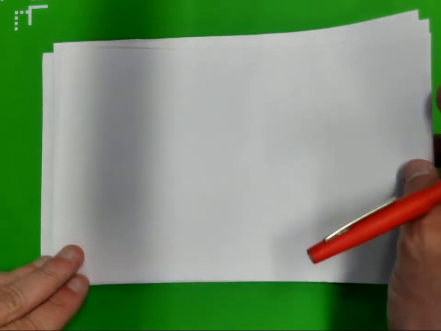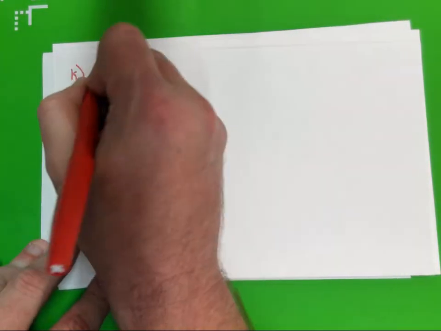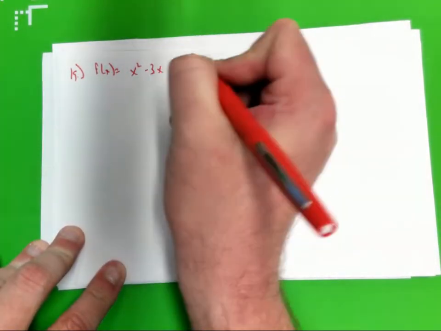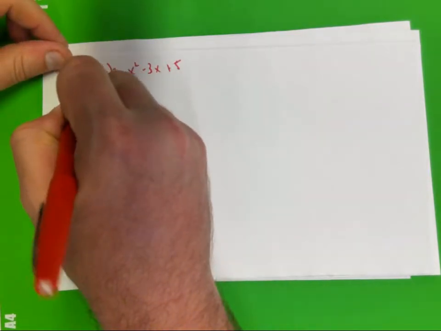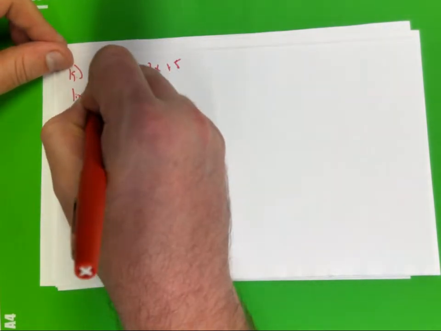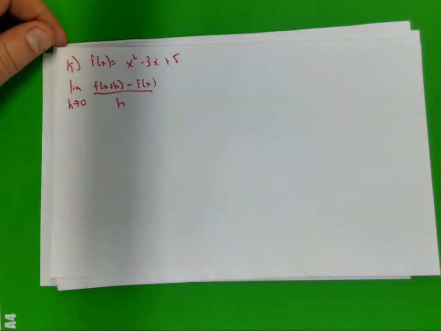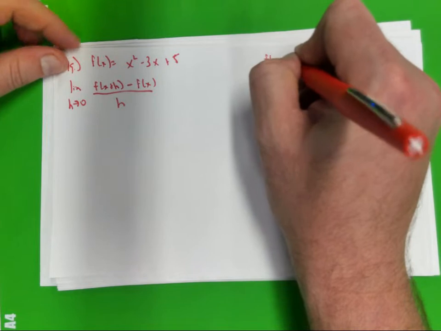Okay, let's look at 19. f of x equals x squared minus 3x plus 5. I'm going to find my derivative, aka slope generator, for the tangent line. So the limit as h approaches 0 of f of x plus h minus f of x, all over h. Come over here, find f of x plus h.